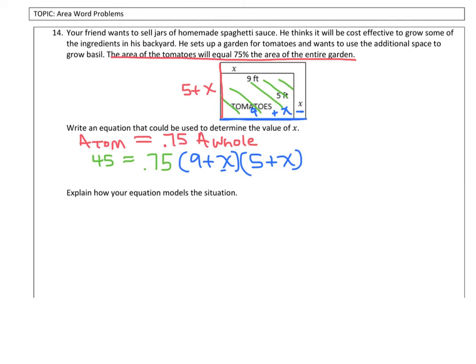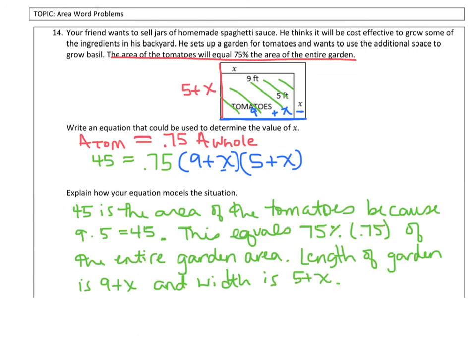All right, the next part of this says explain how your equation models the situation. Okay, so I wrote an explanation. There's a lot of different answers that would get you full credit. I basically just kind of broke down my equation. You can read what I wrote, and hopefully you have something similar to that. Really, you just need to talk about all the different components of your equation. Where the 45, the 0.75, and of course where your 9 plus x and 5 plus x come from.